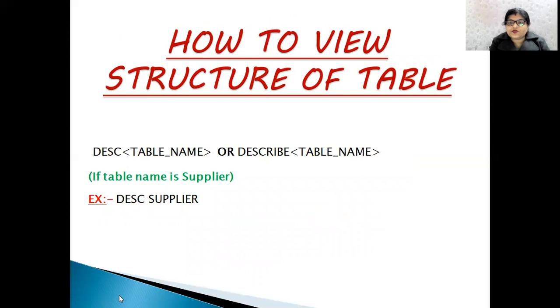Next is how to view the structure of a table. If you want to view the structure of the table, you have the command DESC table name, or you can write the full word describe. If I want to see the structure of the supplier table, I can write DESC supplier, or write the full describe supplier. It depends upon you what you want to write. To view the structure, you can use both.